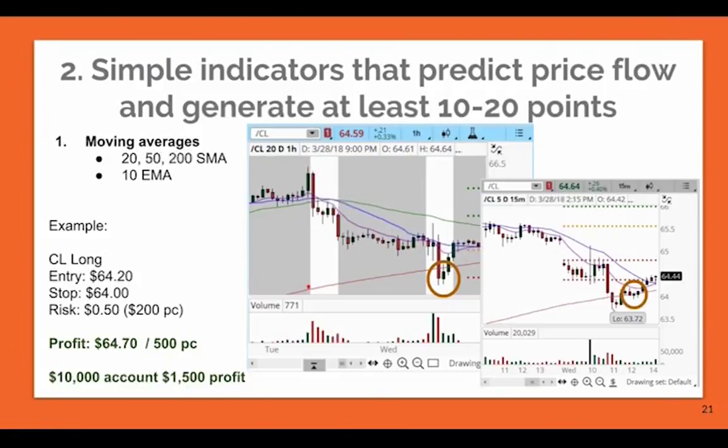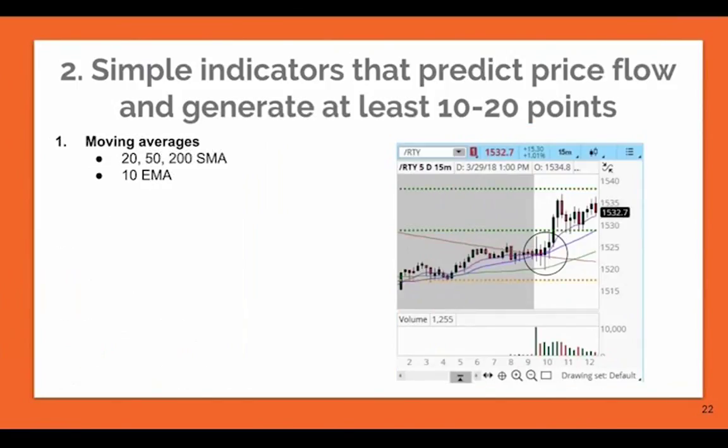That's $500 per contract. And if you have a $10,000 account, that is $15,000 profit on one trade. So if you haven't traded the open, if you would have traded the afternoon trading session, this is what you needed to look for.